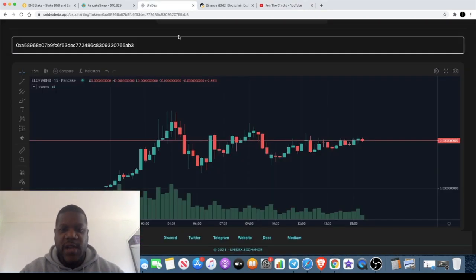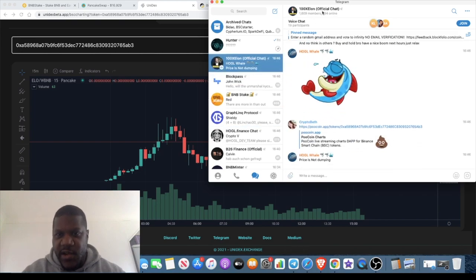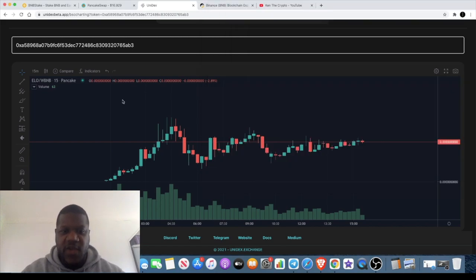So 100X Elon is very early. As you can see, it's had one small pump, and we're on a 15-minute chart. But this is just getting started. If you go to the Telegram, you'll see there's 1,600 members, 734 online. So it's got a community behind it already, and it's growing.